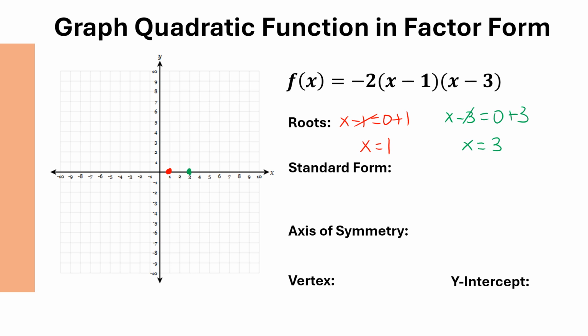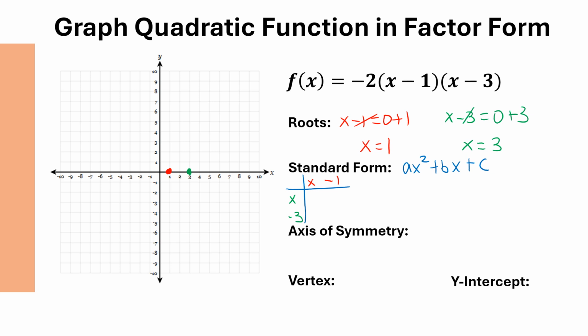To graph the remaining parts of this quadratic function, we need to convert this factor form into the standard form, which is ax squared plus bx plus c. And to do that, I'm going to multiply my binomial factors together first in a table format. So we have x minus 1 and x minus 3.